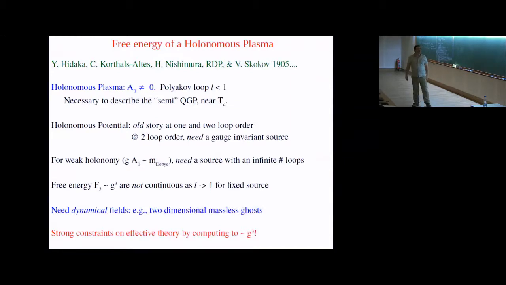The calculation of the holonomous potential at 1-loop order was done eons ago. At 2-loop order, it was done in the early 1990s. I'll tell you some stories with that. And what I'm going to tell you about today, the punchline, is we're going to calculate for weak holonomy. So g times A naught is on the order of the Debye mass. So this contributes to quantities of order g cubed that, for those of you who've computed the free energy in perturbation theory, should be well familiar.